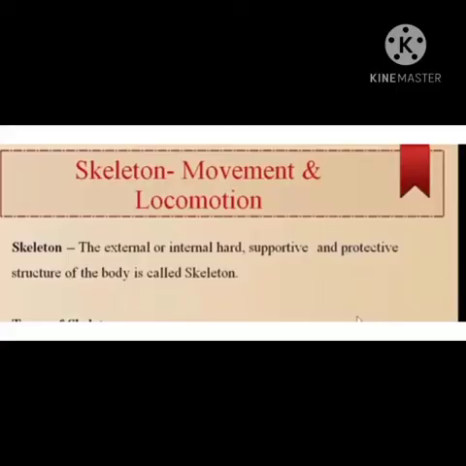Right, let's start first. Now, what is skeleton? The external or internal hard, supportive and protective structure of the body is called skeleton. Simply, all the hard parts of the body that form a supporting framework, collectively they constitute skeleton or skeleton system.